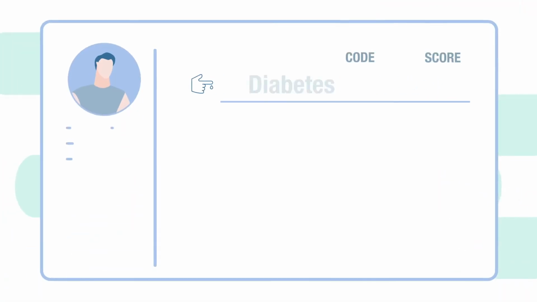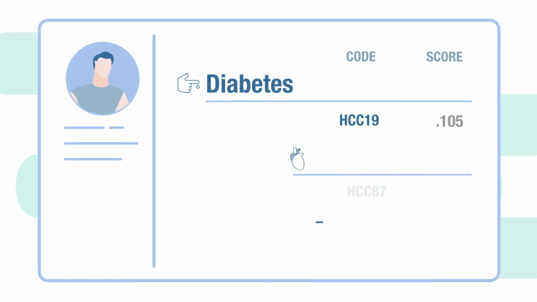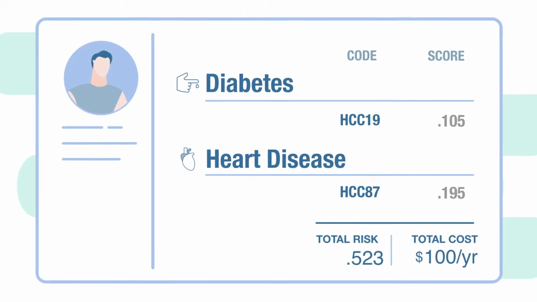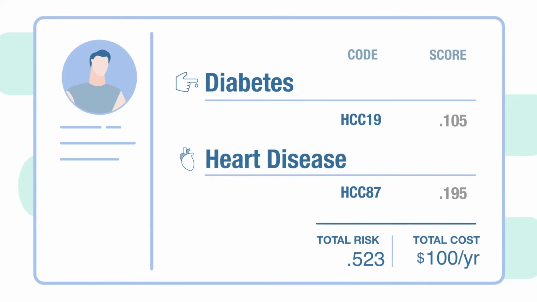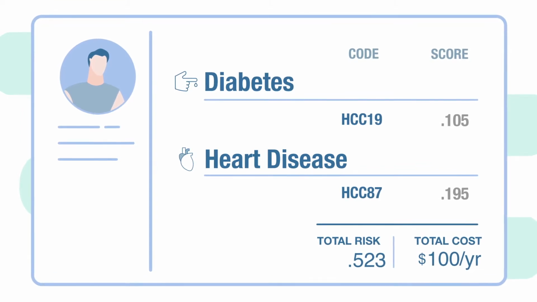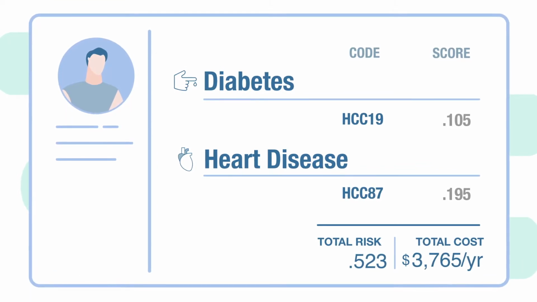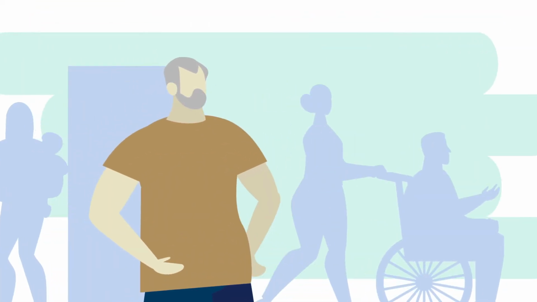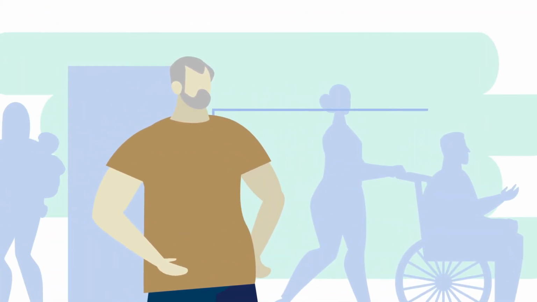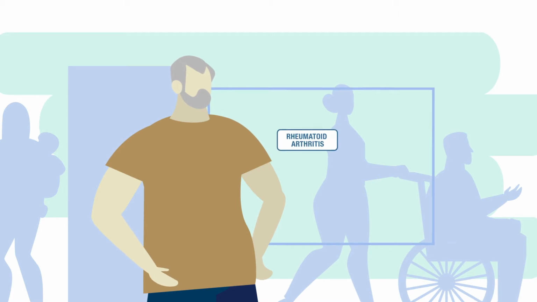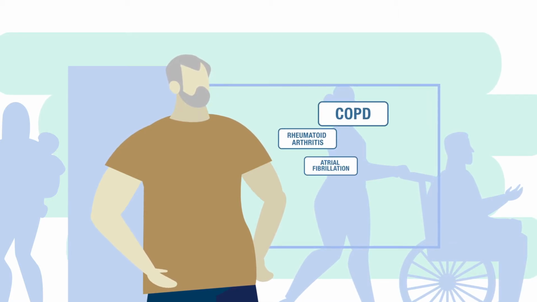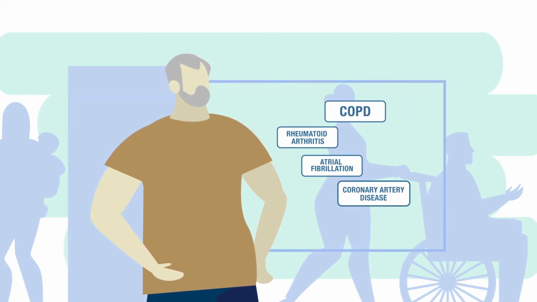For example, if a patient has diabetes and the patient also has heart disease, each of those conditions will have a score and they are added up to calculate the patient's overall risk, and therefore how much money to set aside for the patient each year. Let's use another example. If we have a new patient that is 70 years old, the patient has rheumatoid arthritis, COPD, atrial fibrillation, and coronary artery disease.